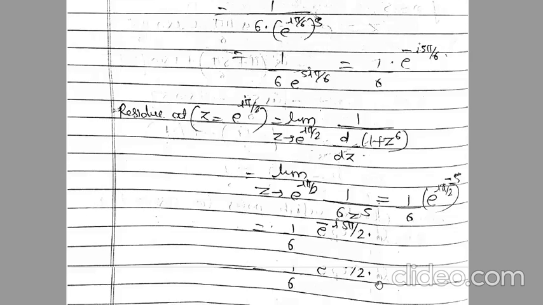So limit z tends to e to the power i pi by 2, 1 upon d/dz of 1 plus z to the power 6. So again you will get 1 by 6 e to the power minus 5 i pi by 2, right? And residue of f(z) at z is equal to e to the power 5 pi i upon 6. So limit z tends to 5 i pi by 6, 1 upon d/dz of 1 plus z to the power 6. So you will get e to the power minus 25 i pi upon 6, right?